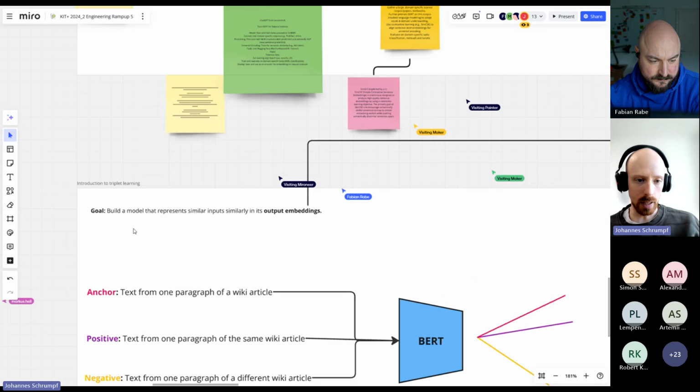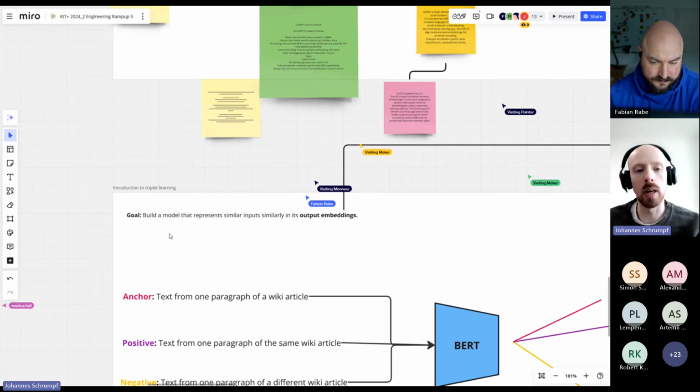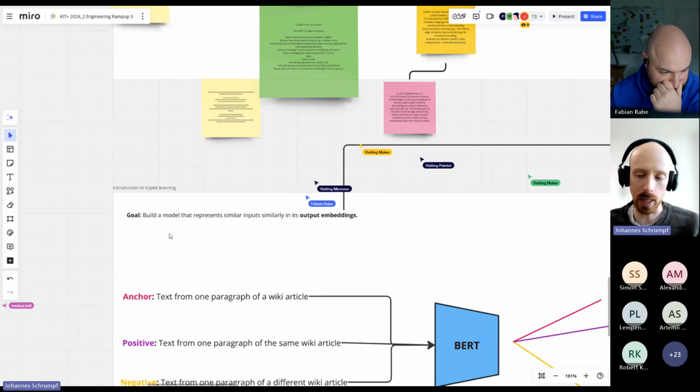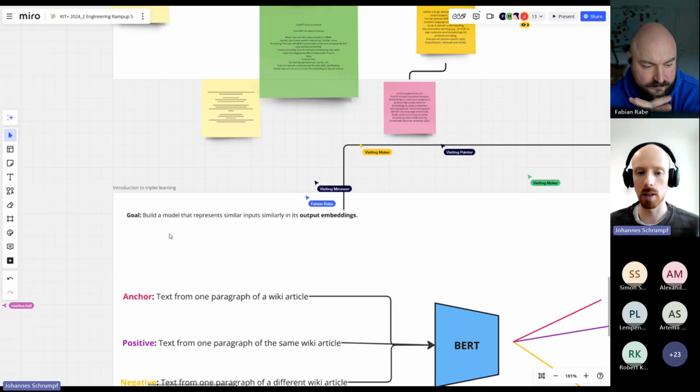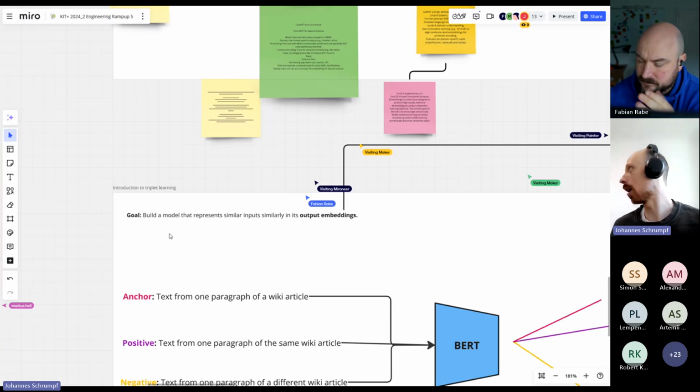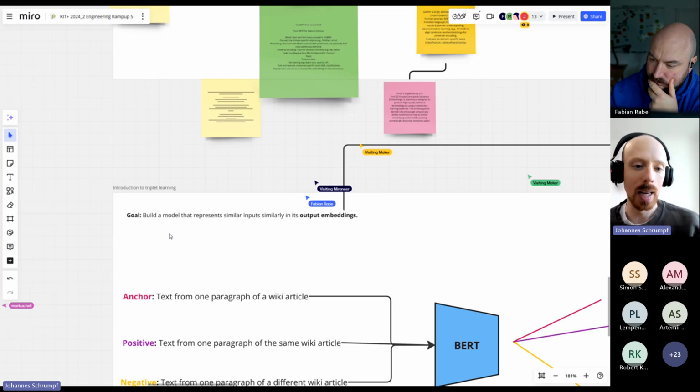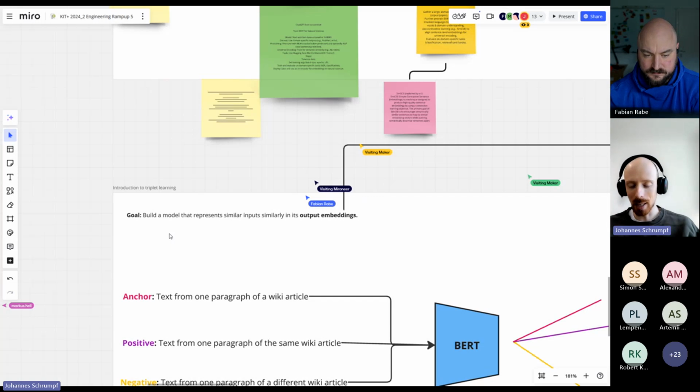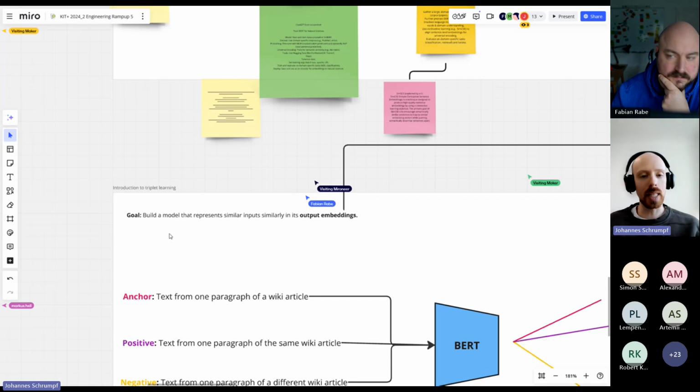So our goal that we want to achieve with this triplet learning is to build a model that can represent similar inputs similarly in its output embeddings. Meaning whenever we feed an article about a beetle into the network, then it should give us a vector output that is mathematically very similar to another beetle or to a related topic.